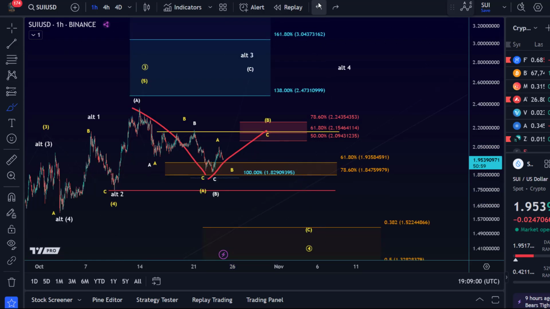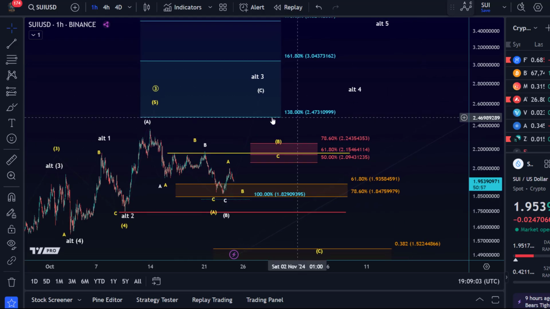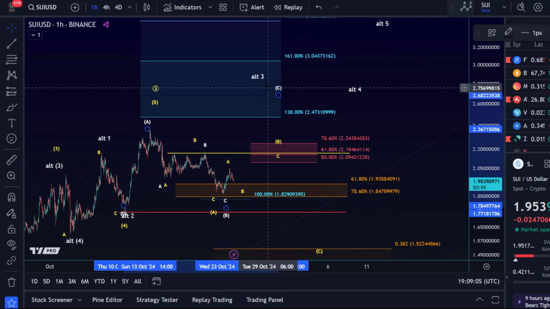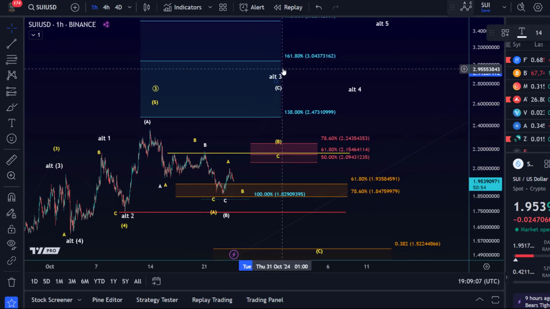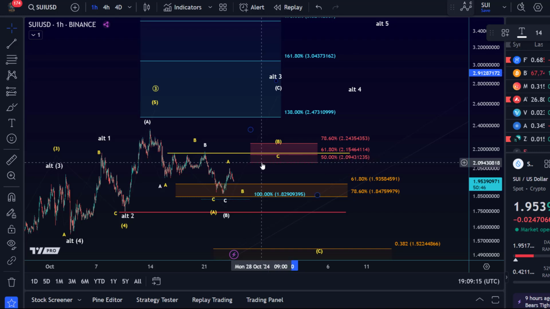Let me just remove that. Talking about the white C wave to the upside, this would be a little bit more like that, if we can manage to break above initial resistance. So why is this important? Why do we need to get a break above 2.24?